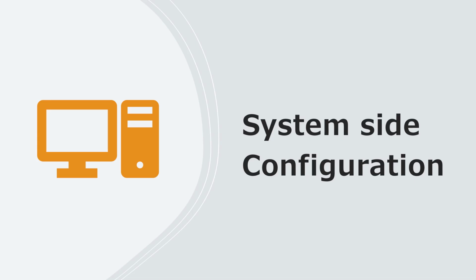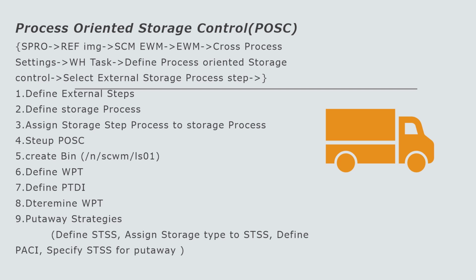Then this is the system side configuration. Process oriented storage control should be done on the SAP EWM system. First we define the external step, then we define the storage process, then assign the storage step to the storage process, and then set up the process oriented storage control. Then we create the bin from which the picking and put away happen, where the goods are kept, and then we define the WPT.